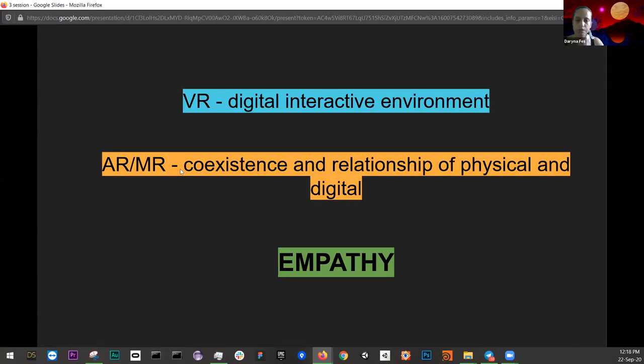The main term will be coexistence and relationship of physical and digital, when digital and physical space are in the same place and at the same time. And I will focus on the term of empathy. I think empathy is one of the core items of performance, as I see it. It's about how the viewer and the artist, or the viewers, correspond to each other, and how they understand the body and the emotions of others.